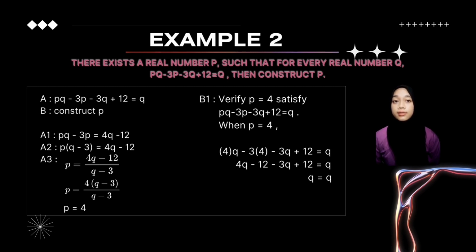So next, for B1, we are going to verify that P equals 4 satisfies PQ minus 3P minus 3Q plus 12 equals Q. So when P equals 4, first we substitute P into the equation. So we are going to get Q equals Q. So the statement is satisfied.